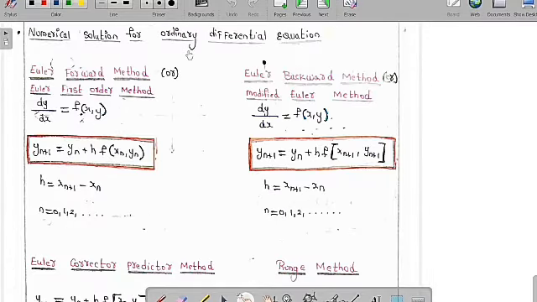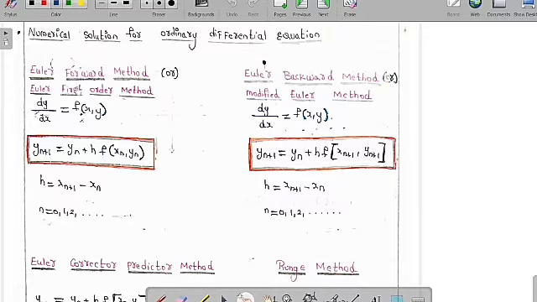So, numerical solution for ordinary differential equations. Up to now we have only seen equations of the form f of x is equal to 0. But if there is a differential equation, how do we use numerical methods to get the solution? See, the numerical solutions for the ordinary differential equation.